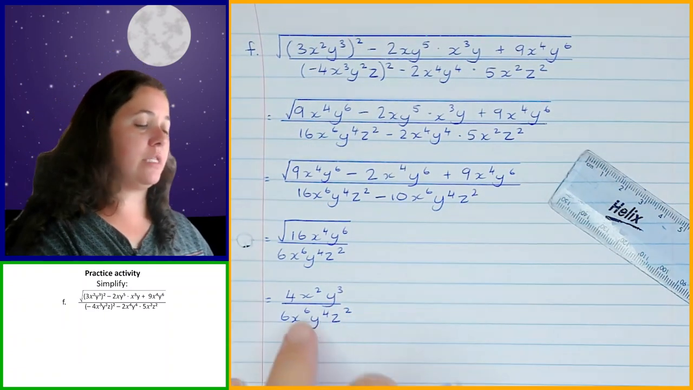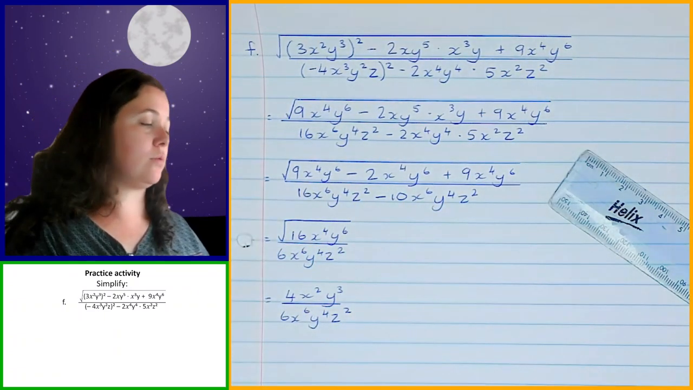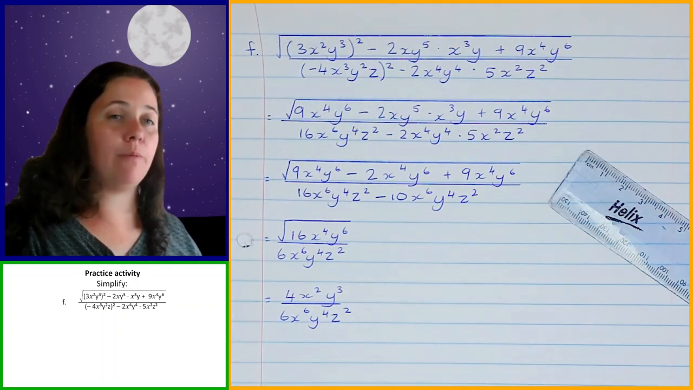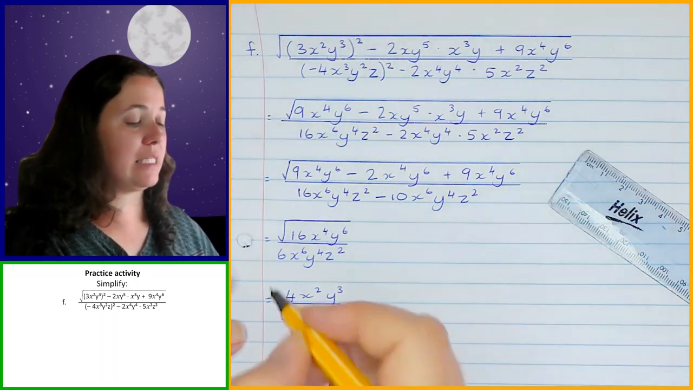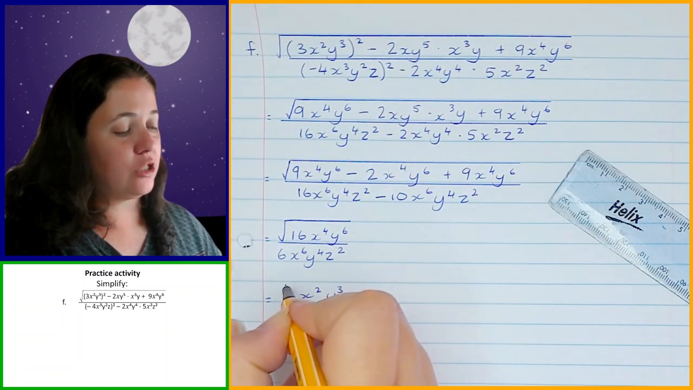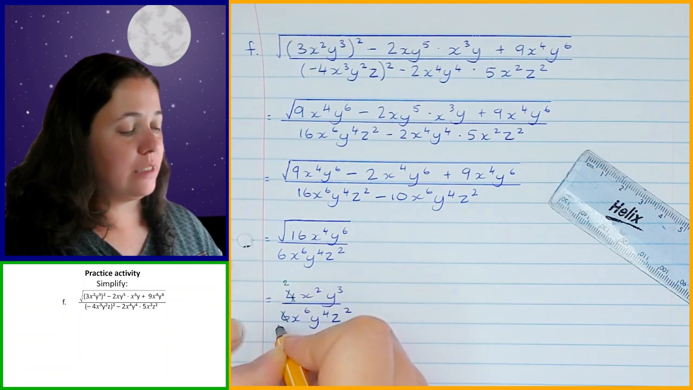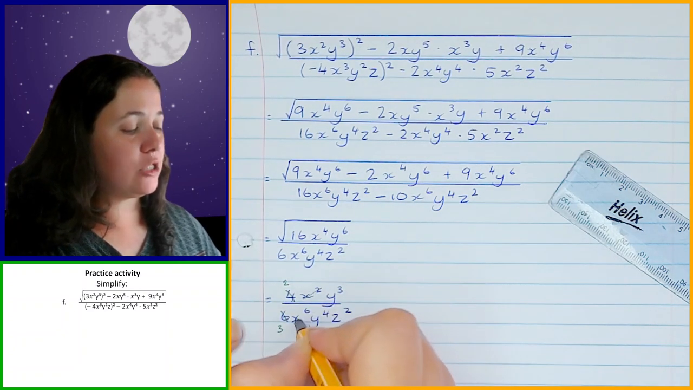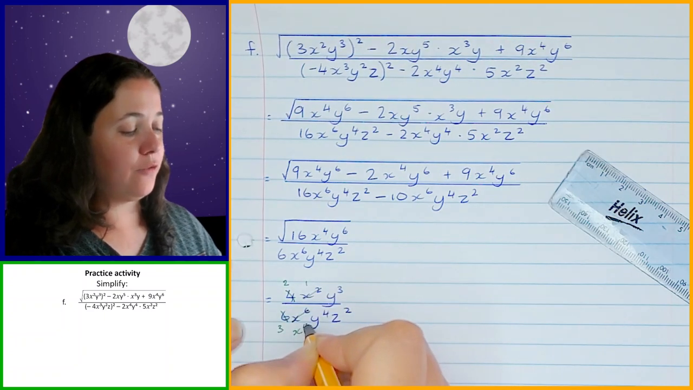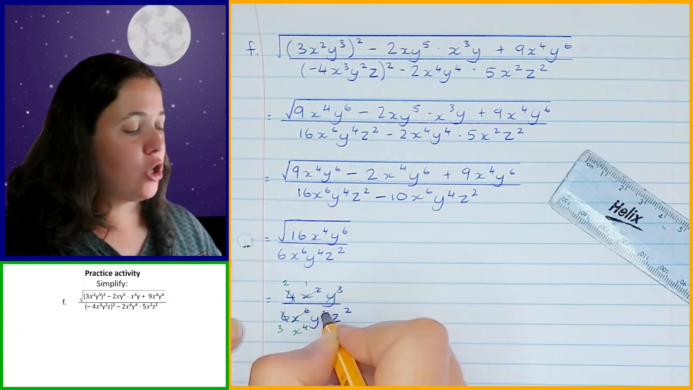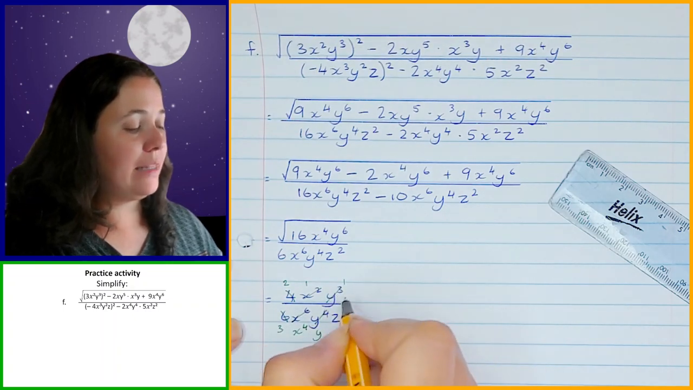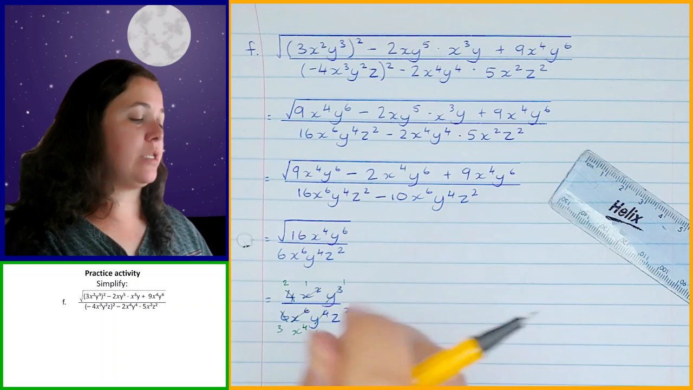Now that I've got this, I have no other square roots or squares or anything I have to worry about. Now I can go and do my division, my simplification of my fraction. So I've got 2 goes in there, 2 goes in there. So 2 goes in there twice and 2 goes in there 3 times. X squared over x to the power of 6 gives me 1 over x to the power of 4. Y cubed over y to the power of 4 gives me 1 over y, and then there's nothing to simplify the z squared with, so it stays as it is.